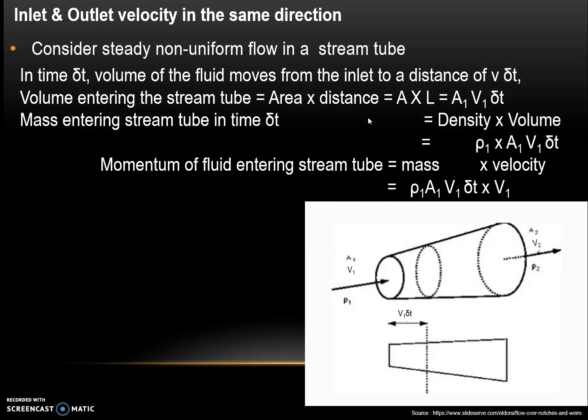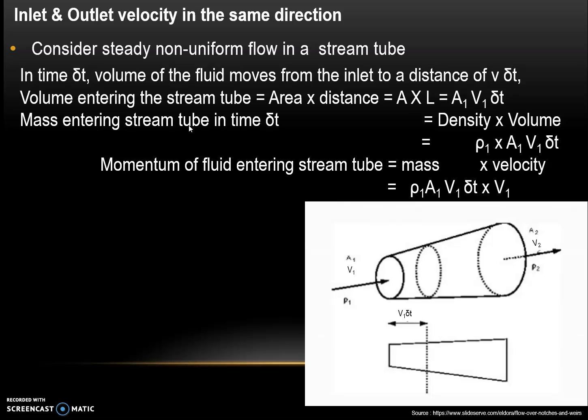Consider steady non-uniform flow in a stream tube. Let A1, V1 and P1 be the area, velocity and pressure at section 1. Similarly, A2, V2 and P2 be the area, velocity and pressure at section 2. In time delta t, the volume of fluid moves from the inlet a distance of V into delta t. So, the volume entering the stream tube is area into distance. Area is A1 at section 1 and distance is V1 into delta t.